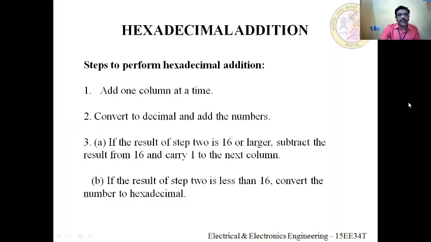So let me see here the steps to perform hexadecimal addition. What is the first step? Add one column at a time. That means for performing the hexadecimal addition, we have to take one column at a time. That means LSB of first hexadecimal number and LSB of second hexadecimal number.